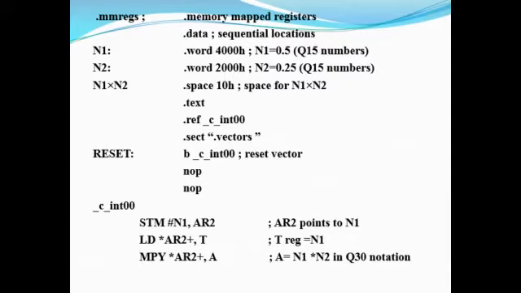Next is .text. So we are going to write the code. Instead of .code, we have here .text. Then it is .ref _c_int00. So this is the assembler directive we are using for a reference. And .sect and .vectors. So we have these two specified values which are represented in the DSP code.